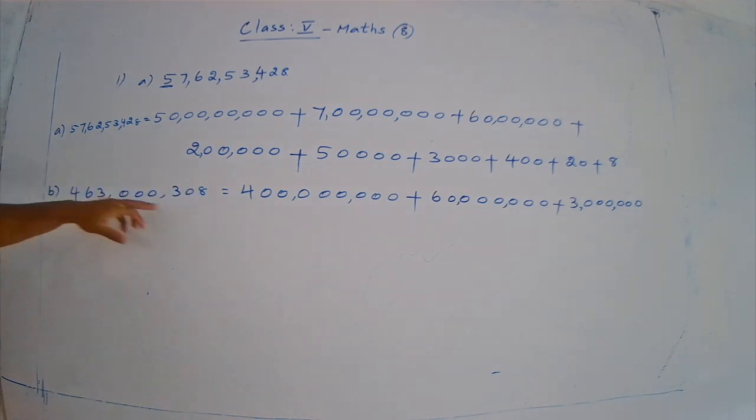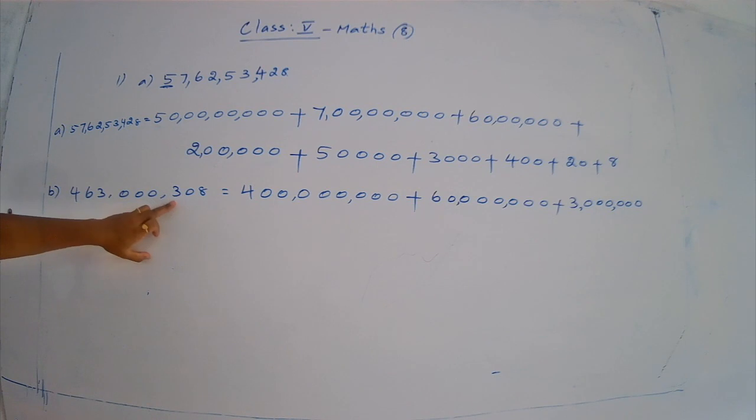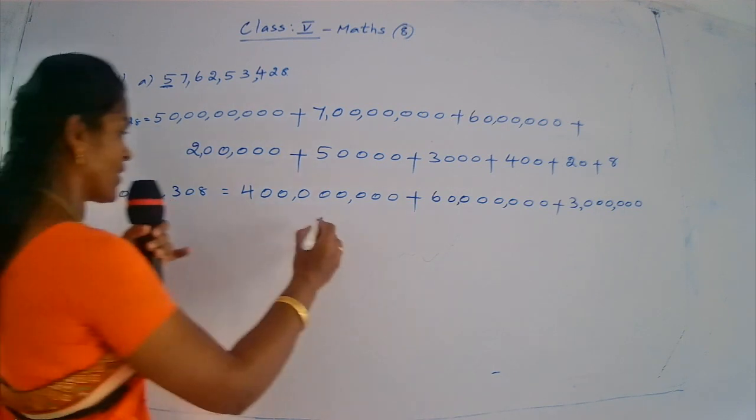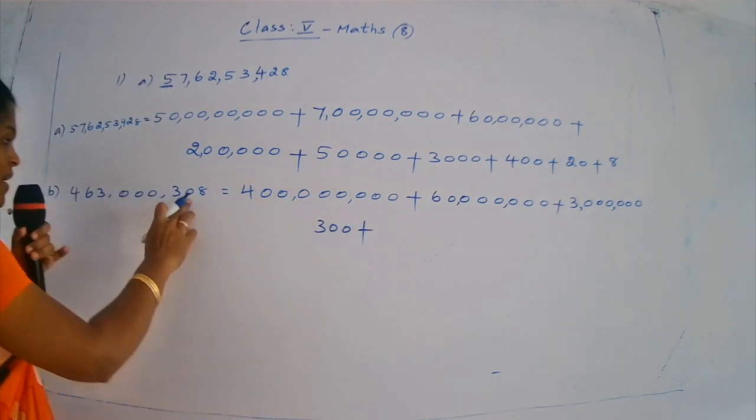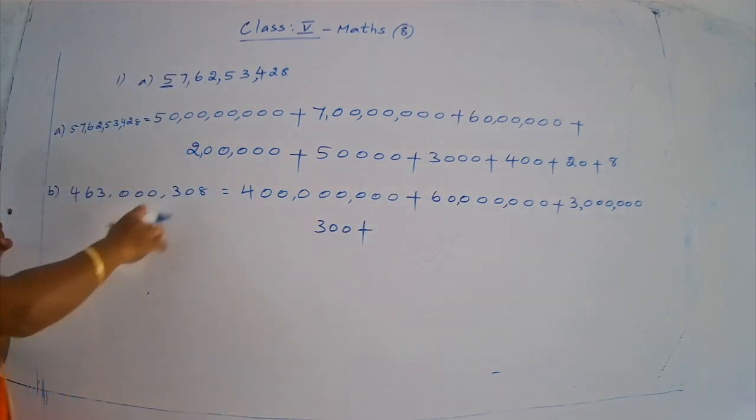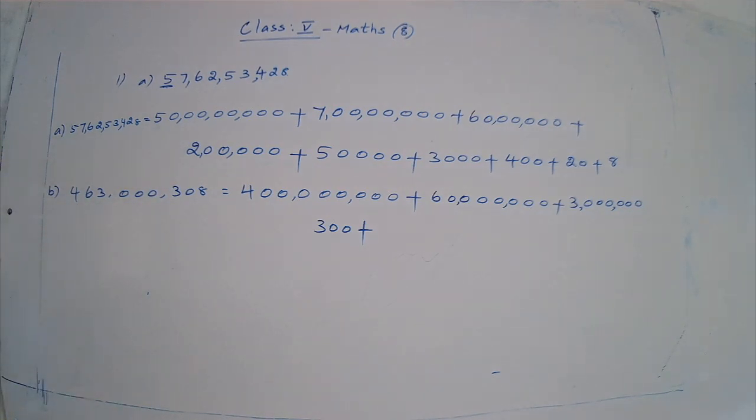Okay, now you come to the next digit 3. So what is the place value of this 3? 300. Okay, 300, 3 into 100, 300. Now plus 0. So the places which have the digit 0 in the short form are not represented in the expanded form. Okay, so you leave it that place.